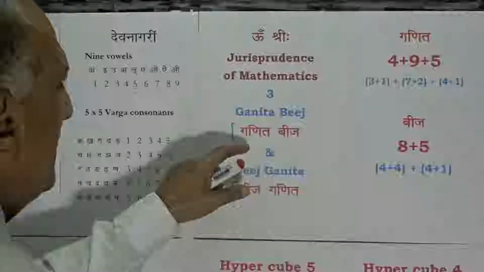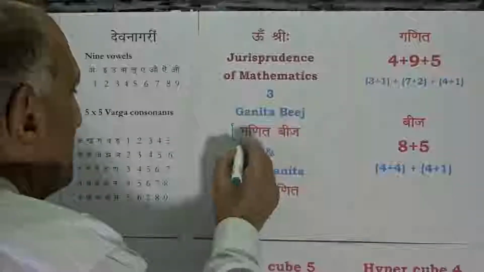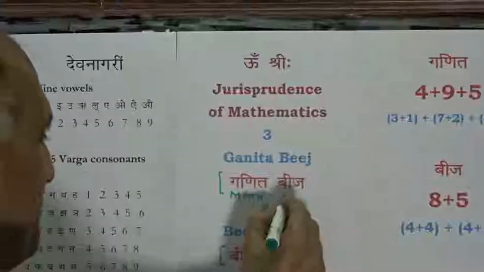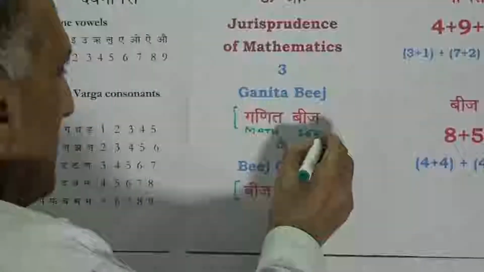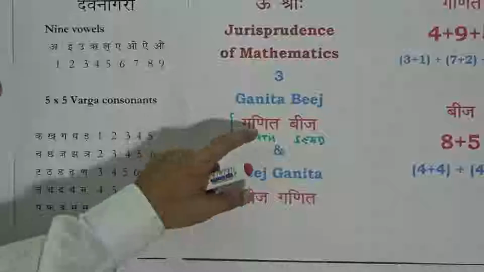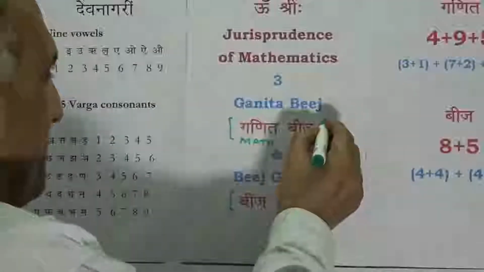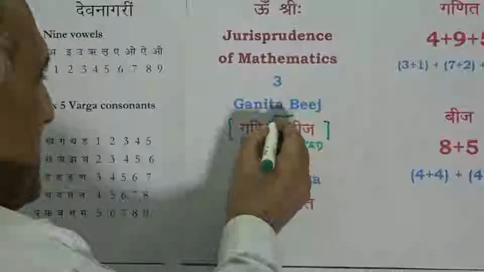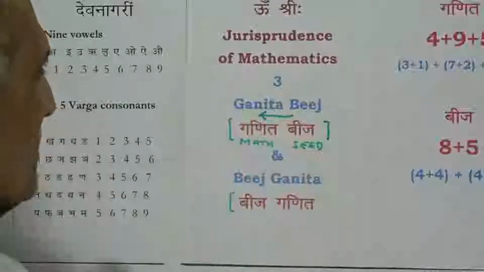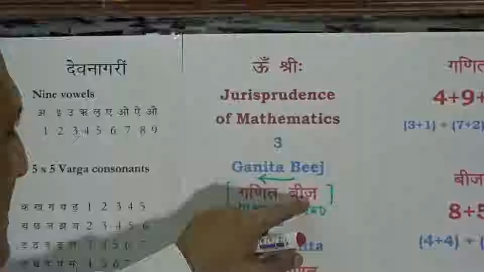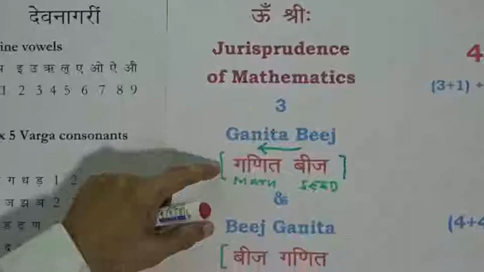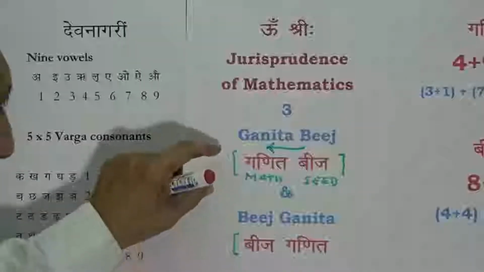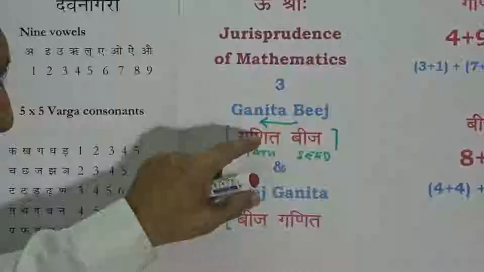Literal simple meaning of Ganit is mathematics and of Bij is seed. Bij Ganit as such will accept a simple rendering, a seed of mathematics. Seed of mathematics. What is the seed of mathematics? We will be visiting this formulation to have initiation and to have proper insight about this formulation.